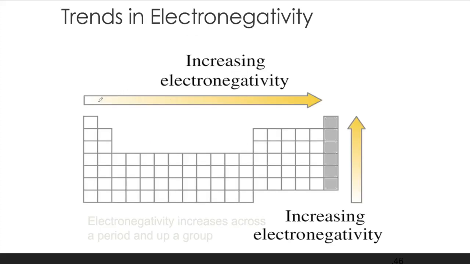So across the period, we observe that there is an increase in electronegativity, and down a group there is a decrease in electronegativity. Or you can see in this diagram that the electronegativity increases as you go up a group. All right.